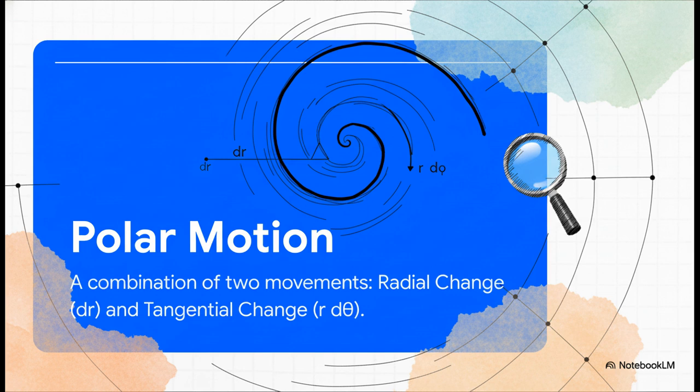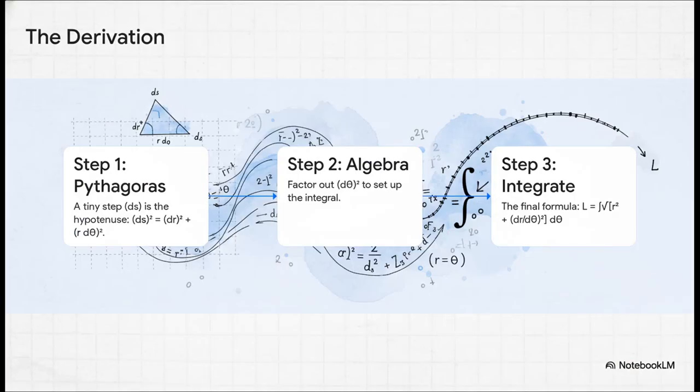Okay, so to wrap your head around this, just picture taking one single teeny tiny step along any polar curve. That one little step is actually made of two even simpler moves. First, there's a radial change, which we call dr. That's just you moving straight out, away from the center. And second, you've got a tangential change, r d theta, which is like a tiny sideways shuffle you do as the curve swings around.